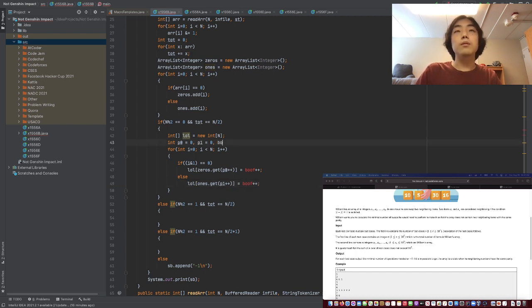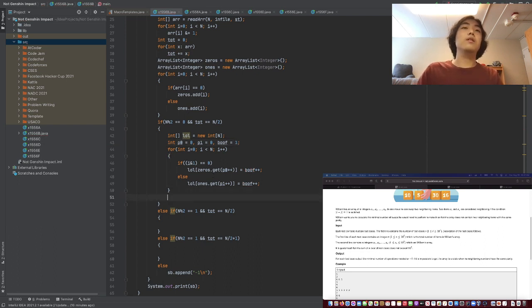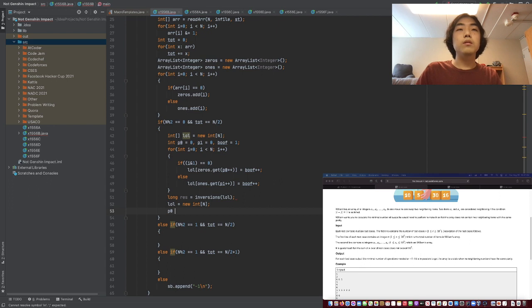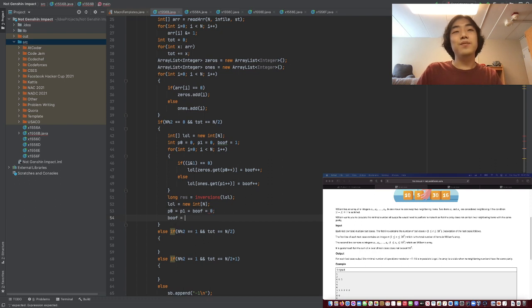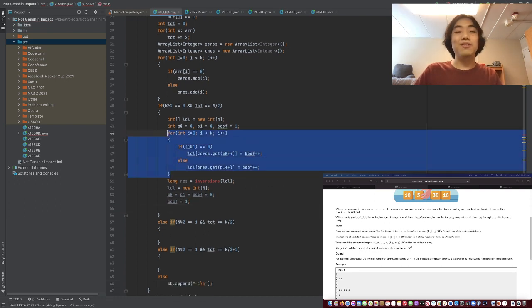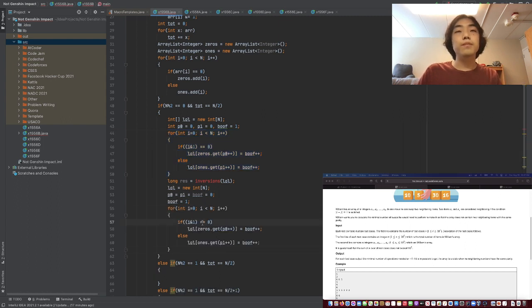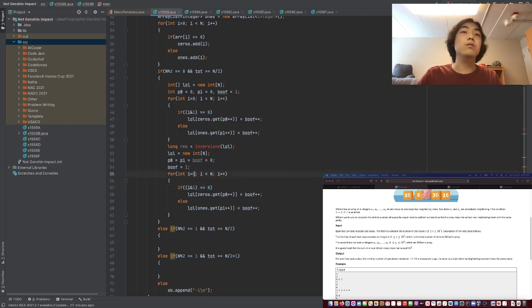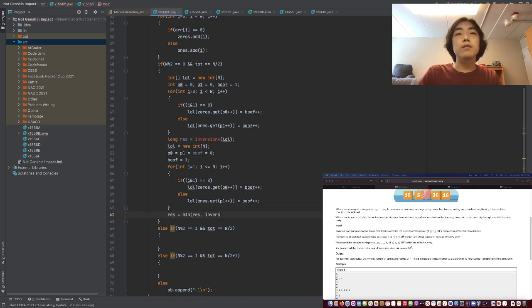This isn't just a temporary variable. Start at 1. Long res is equal to inversions of this array. p0 is equal to p1, which is equal. I'm doing this in a very stupid way, but whatever. Okay, so we start over here, and so this means that we go with the zeros first. We can do this to just reverse the parity, and then inversion.